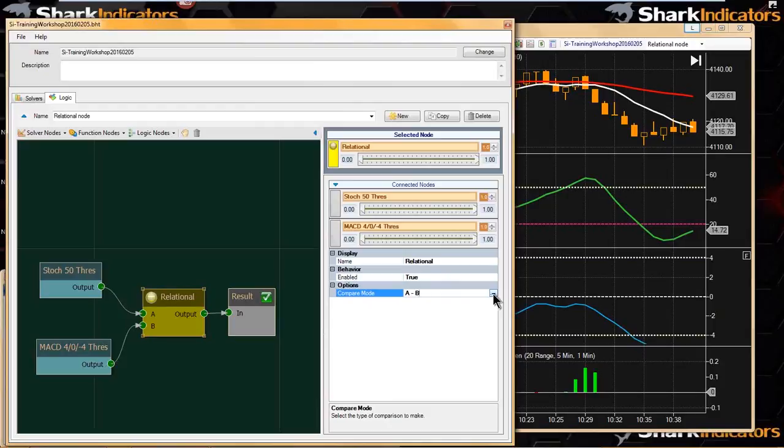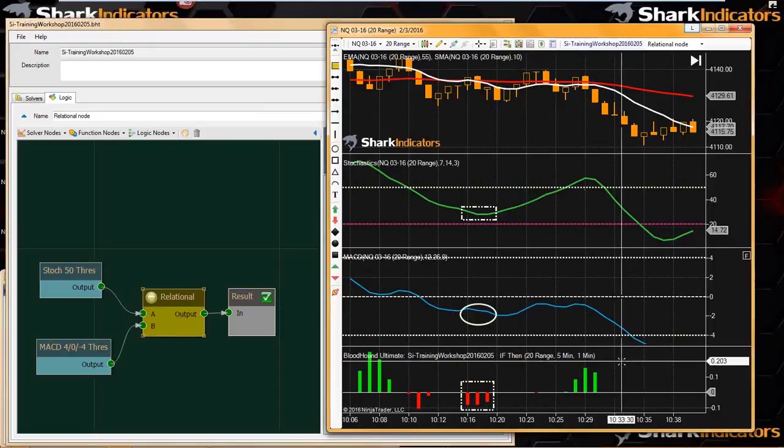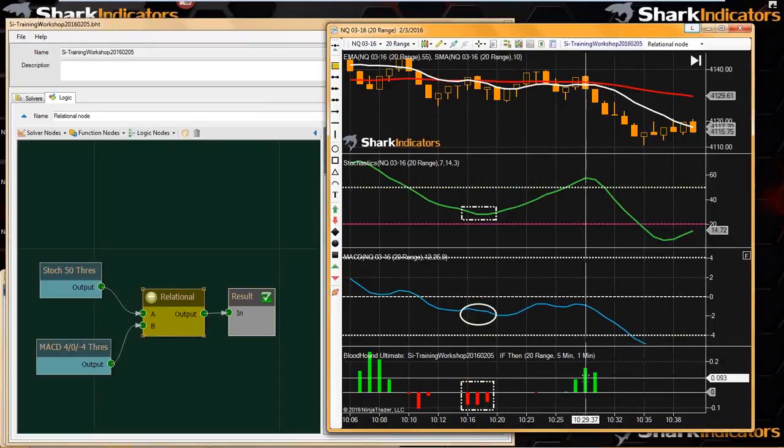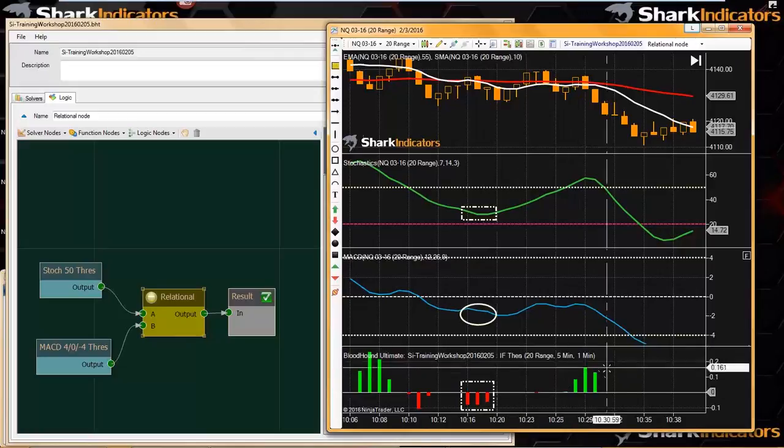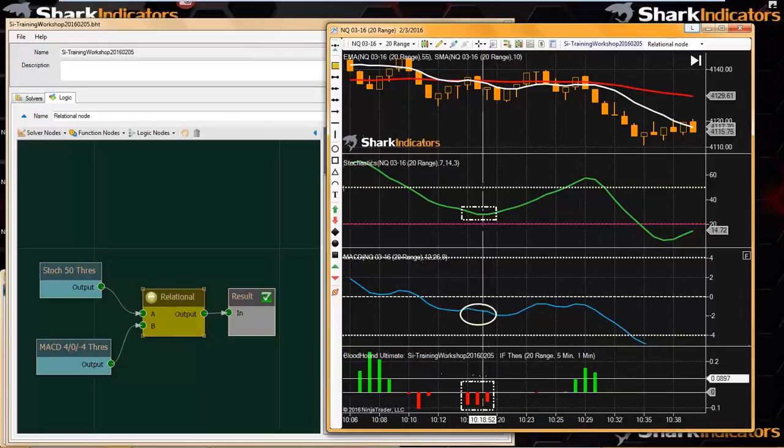So there's no addition on here. The reason why there's no addition is, keep in mind that BloodHound's output only ranges from 0 to 100%, in other words, from 0 to 1. If you put an addition in there, pretty much everything would just max out at 1 in the relational node. So it doesn't really make much sense.